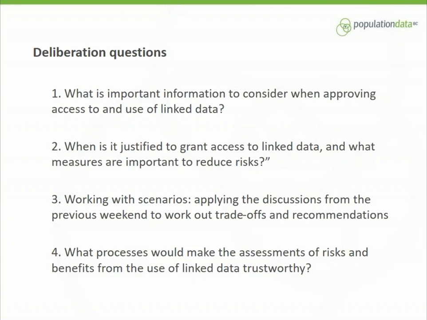The deliberations themselves were the meat of the event, and this was one question at a time that the participants talked about during their small group sessions, and then brought back to the large group to help develop recommendations. The first question was, what is important information to consider when improving access to and use of linked data? The second question was, when is it justified to grant access to linked data, and what measures are important to reduce risks?